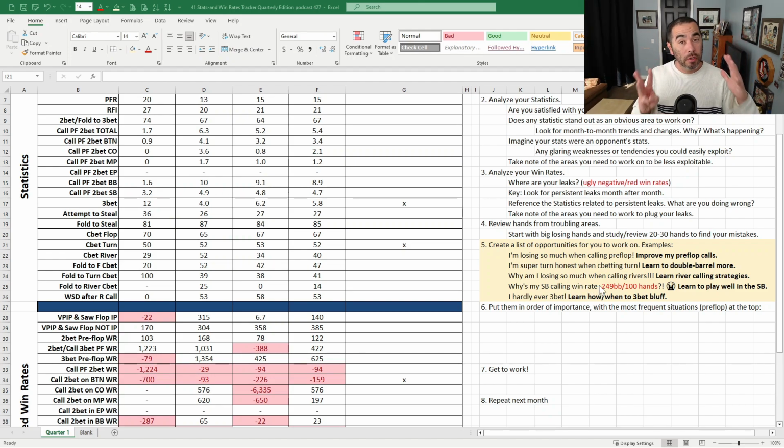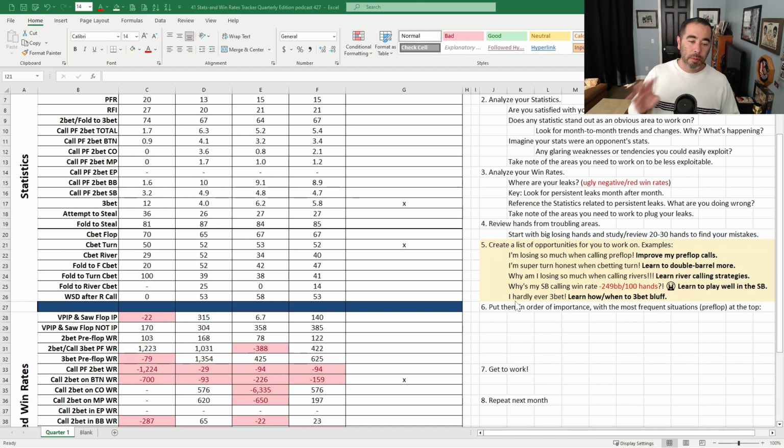So you need to learn river calling strategies. That's 3 things right there. Also, you realize, hey, why is my small blind calling win rate negative 249 big blinds per 100 hands? If I had folded them all, I'd be at negative 50. I 5x'd my losses because of my calls in the small blind, right? So the 4th thing, you need to learn to play well in the small blind.